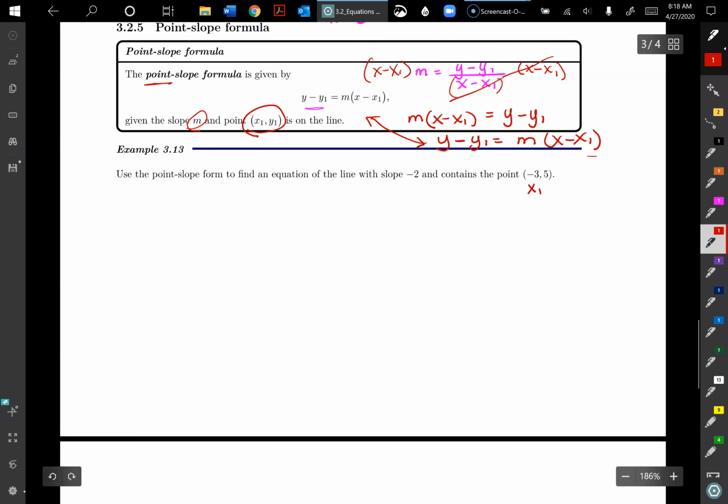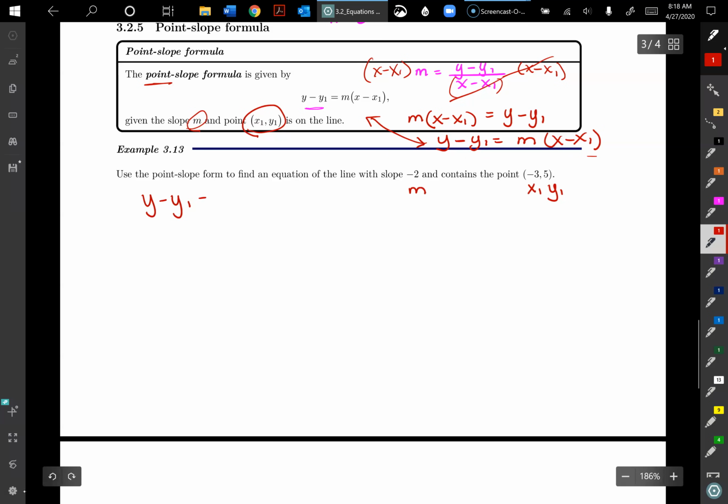Just focus on this right now. So we're going to label this x sub 1, y sub 1, and then slope negative 2. That means m equals negative 2. So use the point slope form to find an equation of the line with slope negative 2 and contains the point negative 3, 5. So always write your formula.